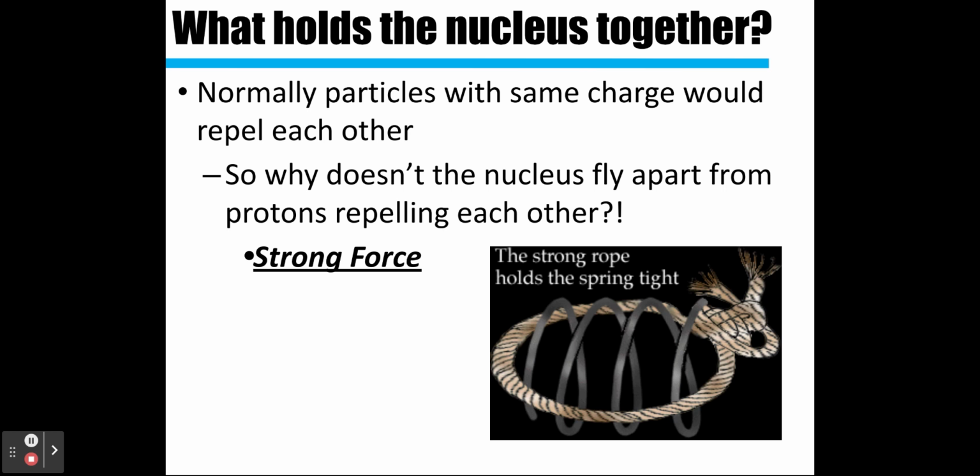And part of that strong force comes from the neutrons that are in the nucleus. So having neutrons in the nucleus adds to that strong force. But having too many neutrons can also be destabilizing as well. So you don't want too many neutrons, because then that'll make it more unstable.